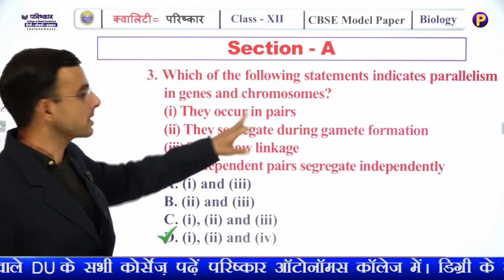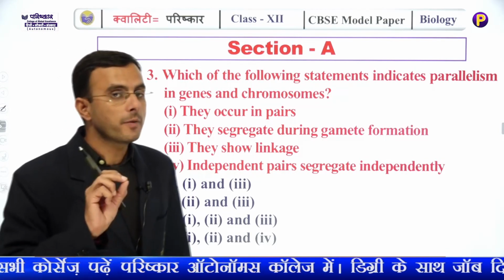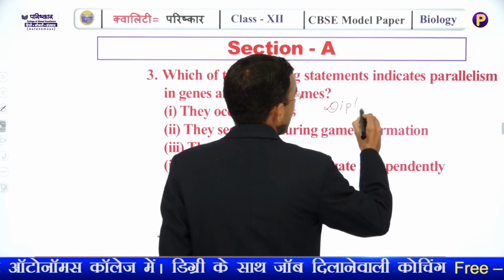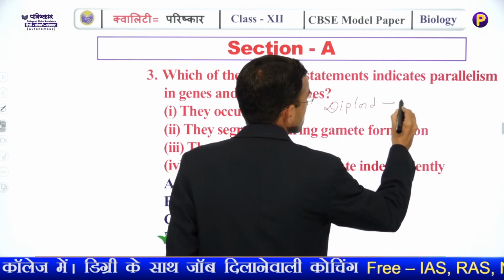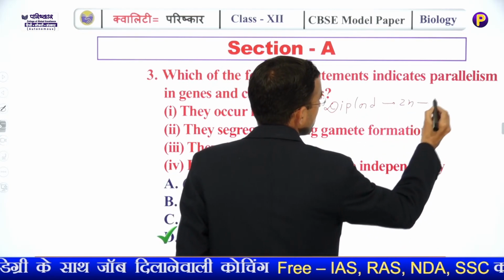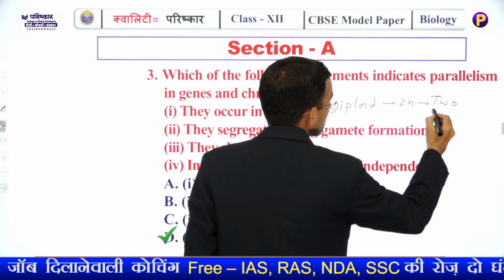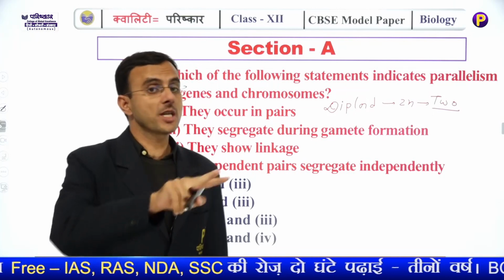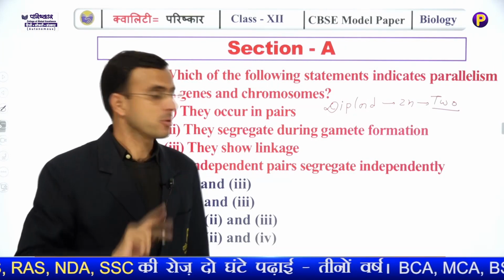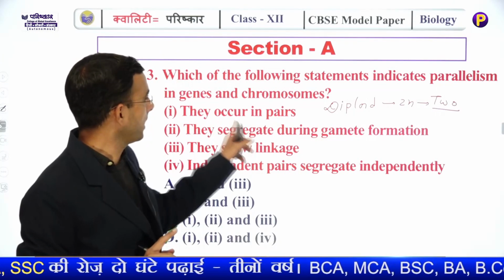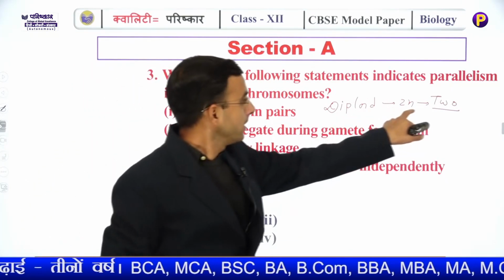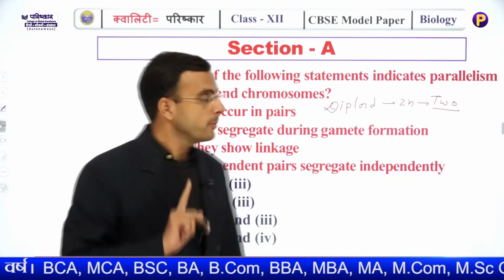Now, they occur in pairs. Look at this one. If a cell is diploid, that means in a diploid cell there is a 2n condition, and in that 2n condition there are 2 chromosomes, which means 2 genes are located on the 2 chromosomes. So the first thing is correct, they occur in pairs. Chromosomes are present in pairs, and the genes are also present in pairs.